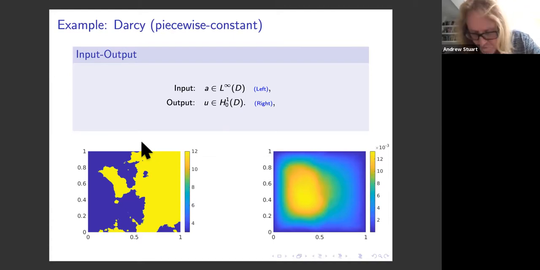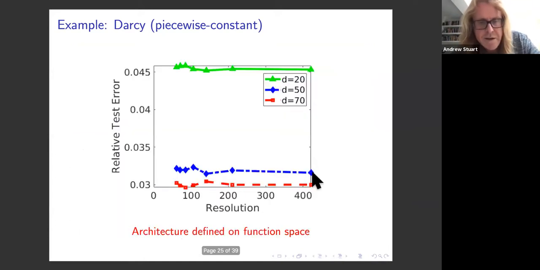All of this is really appropriate in the separable setting. So the probability measure is supported on a separable Banach space. It creates binary functions of the type you see on the left. These are natural for the physical problem of interest, and the output's on the right. And here I'm showing you the relative test error in the Bochner norm, again, as a function of resolution.